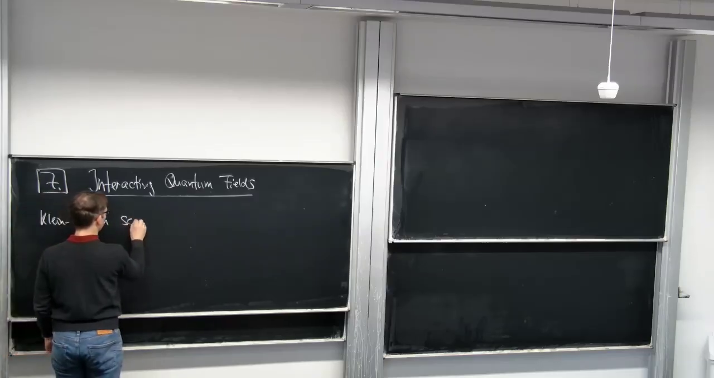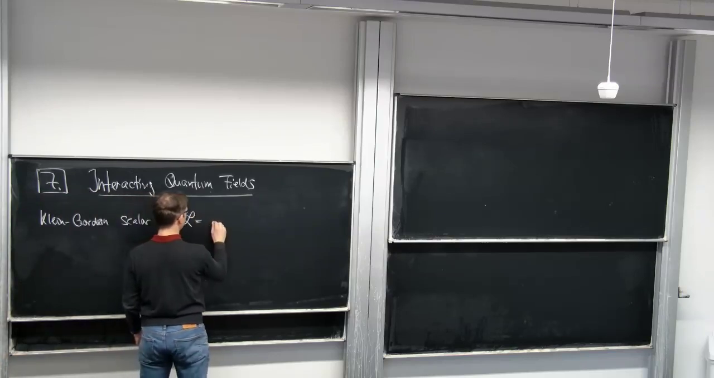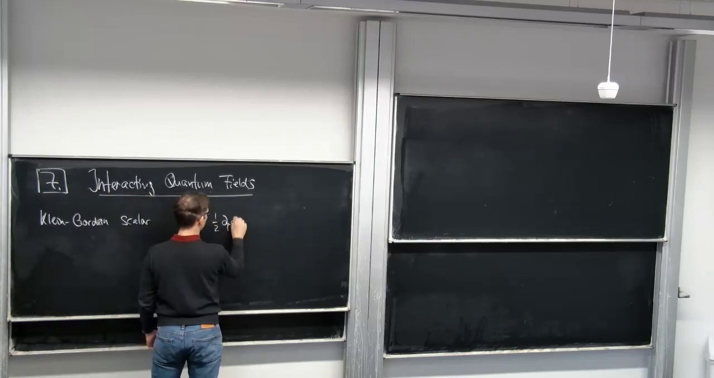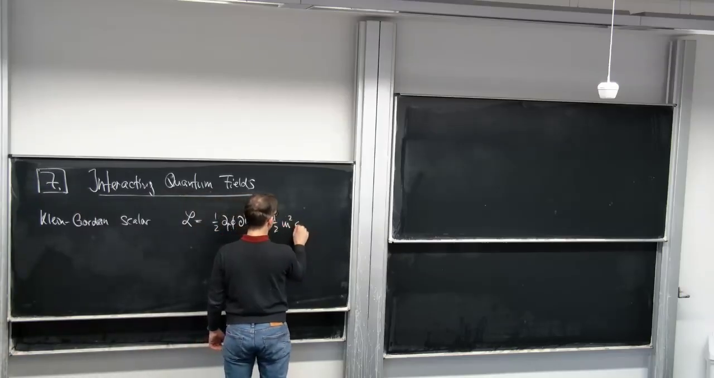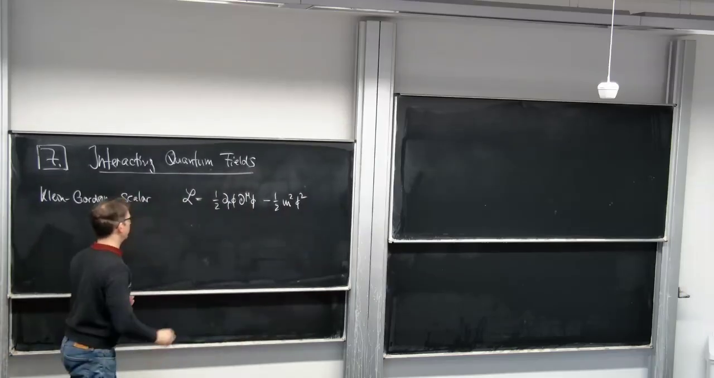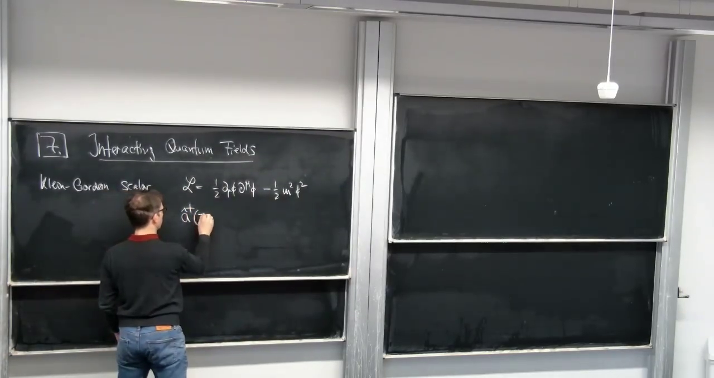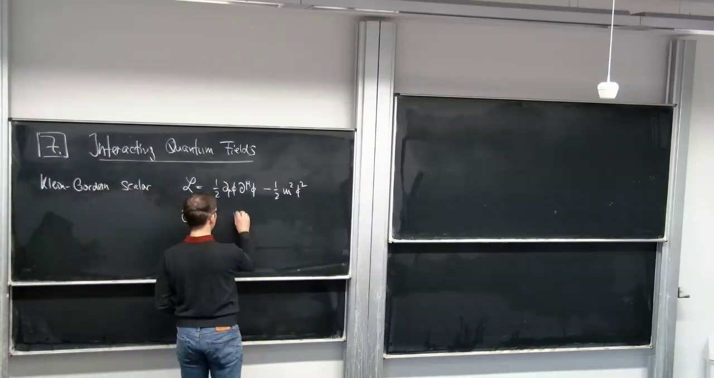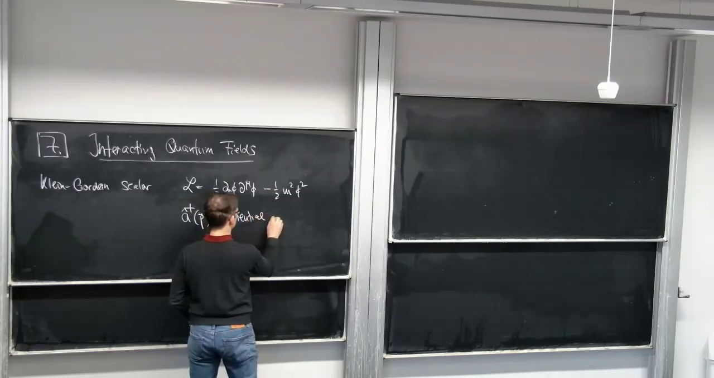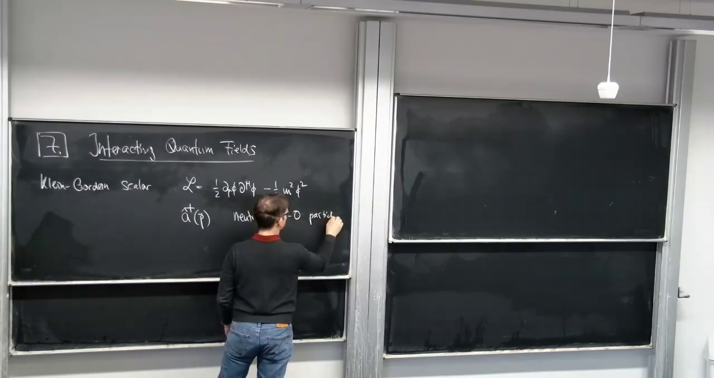Klein-Gordon scalar. That was this Lagrangian, 1/2 ∂_μ φ ∂^μ φ minus 1/2 m² φ², and it gave us these operators that produce particles. What did they produce? Neutral, spin zero particles.